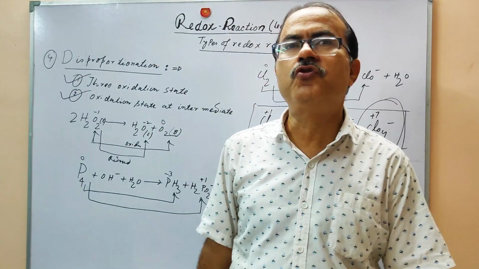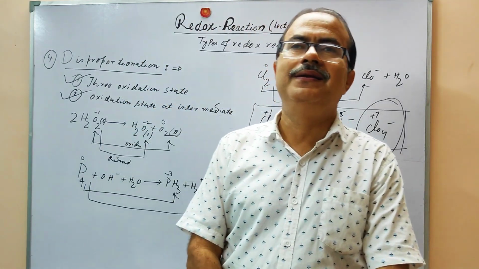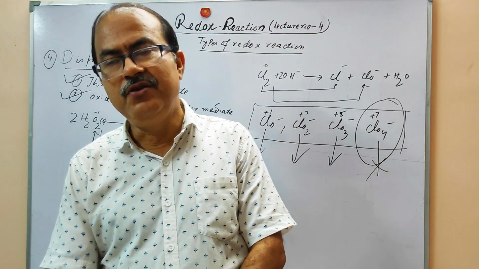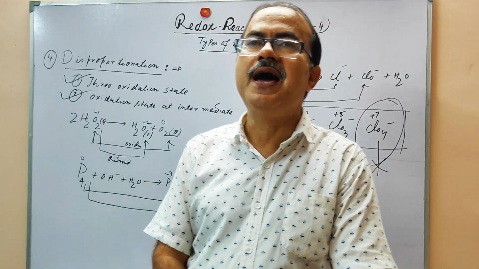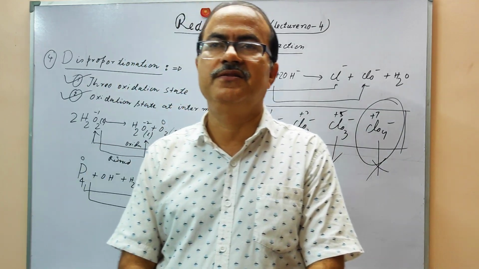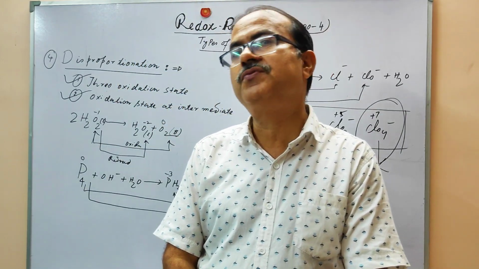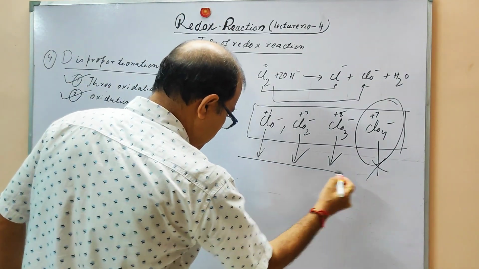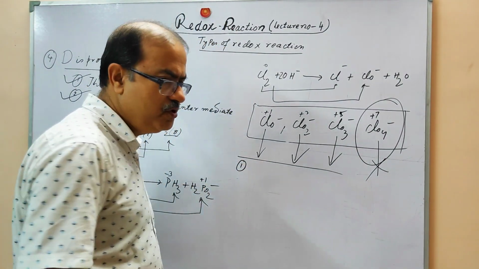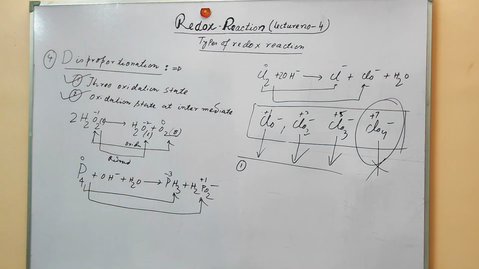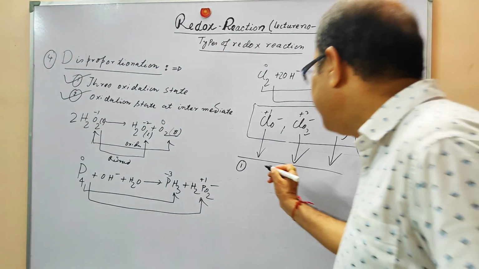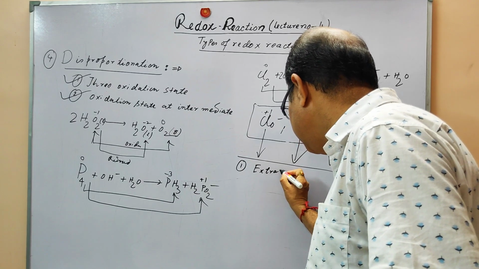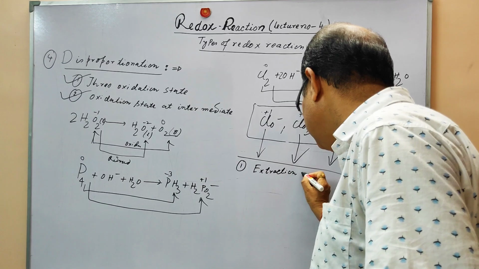Understand the four types of redox reaction: combination reaction, decomposition reaction, and we have discussed displacement and disproportionation redox reactions. And what are the uses of the redox reaction? Let us have a brief look at this. First, redox reaction is used for extraction of metal.